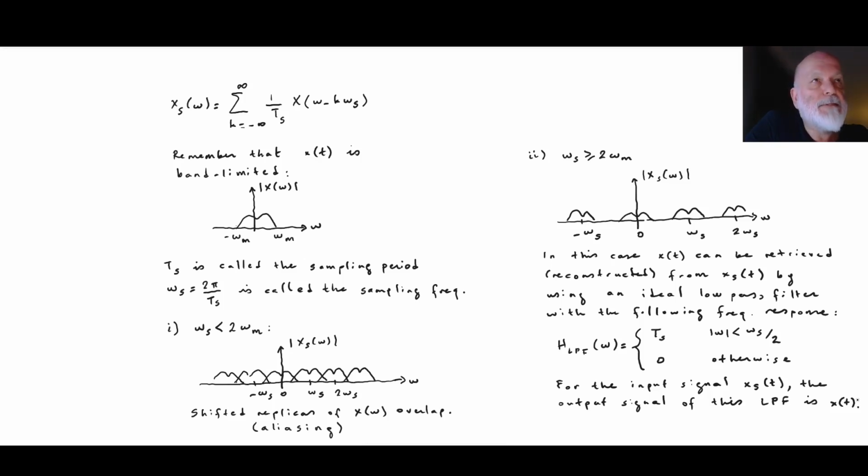So for such a band-limited signal, if we sample the signal with a sampling period Ts and a corresponding sampling frequency defined as omega s, which is equal to 2 pi over Ts, if omega s is chosen to be greater than or equal to 2 omega m, it is possible to retrieve x of t from its samples, or from xs of t, exactly without any information loss by means of an ideal low-pass filter with cutoff frequency chosen as omega s over 2.